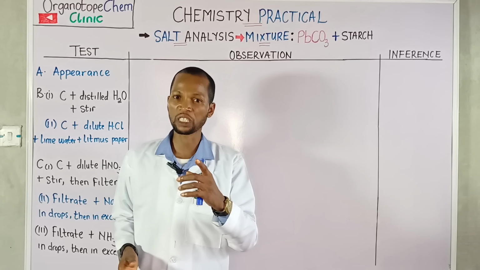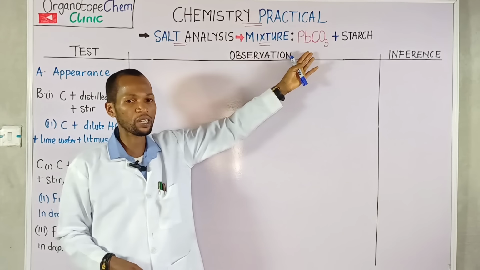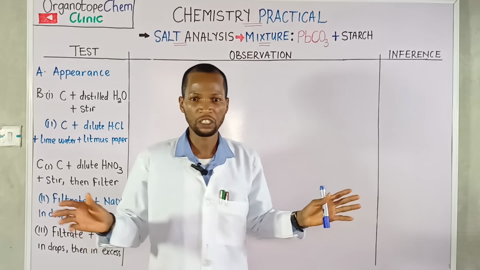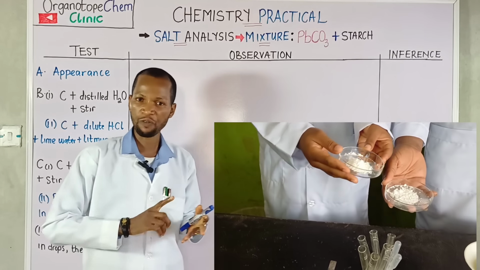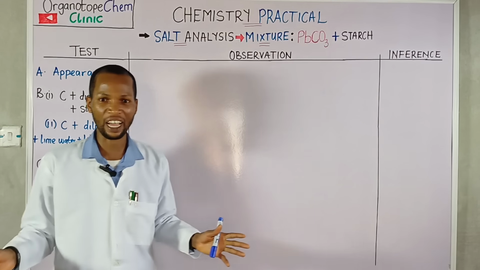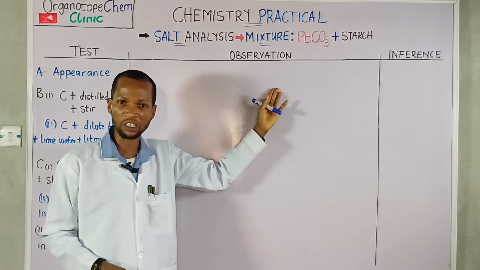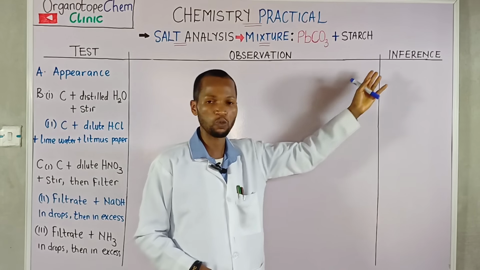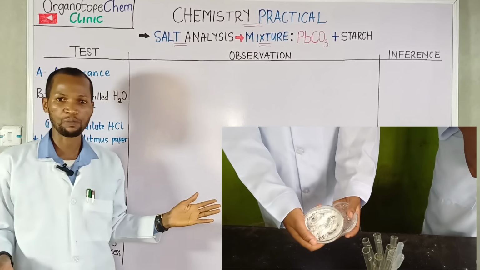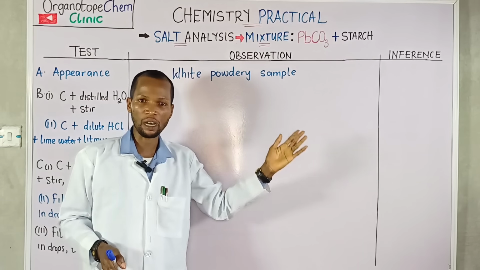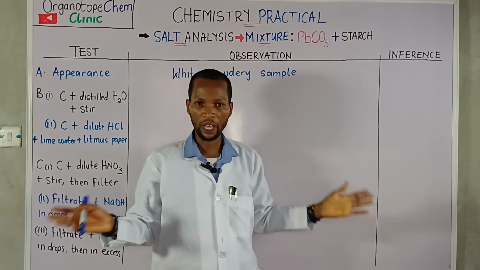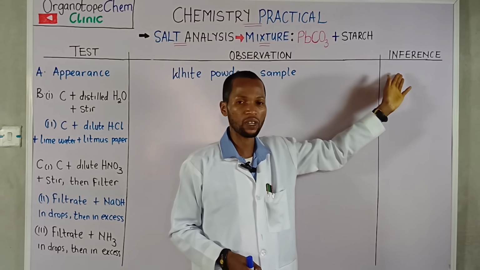Our unknown sample is suspected to contain lead carbonate and starch, so we will identify them systematically using mixture tests, filtrate tests, and residue tests. As we commence this practical exercise, note that observation is what you see and inference is what it means. Moving on, can we observe the appearance of the given sample? We have a white powdery sample. Since we do not conduct any test on the sample, we are not expected to state an inference for this.